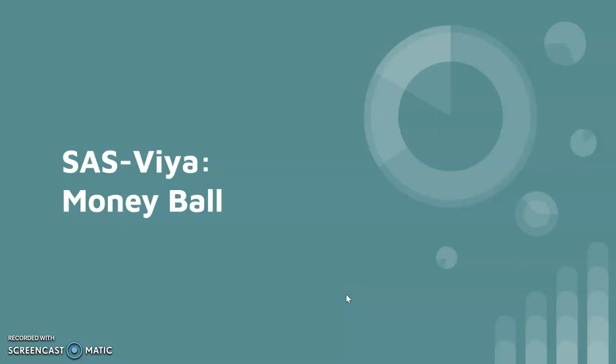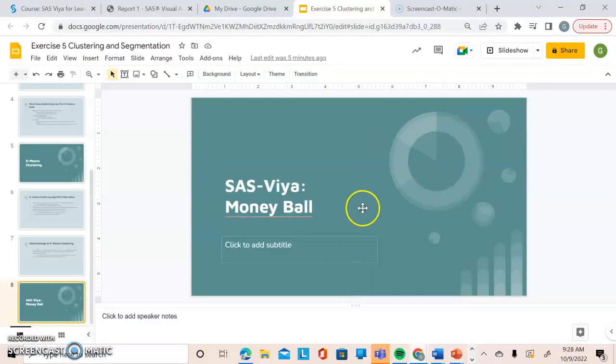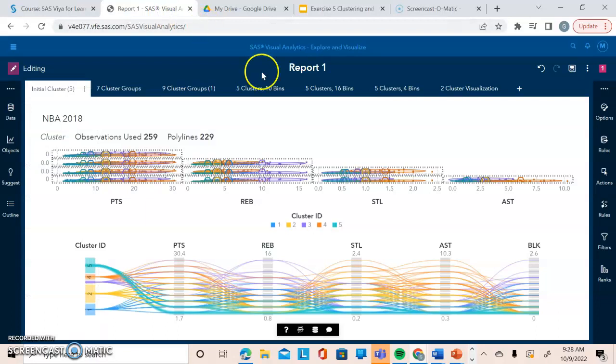And then we were asked to go into SAS Viya and do an activity called Moneyball using the NBA 2018 dataset. So here we are in SAS Viya, and I've went ahead and clustered this to save some time. So this is the initial NBA 2018 clustering, and I used points, rebounds, assists, steals, blocks, and turnovers in this.